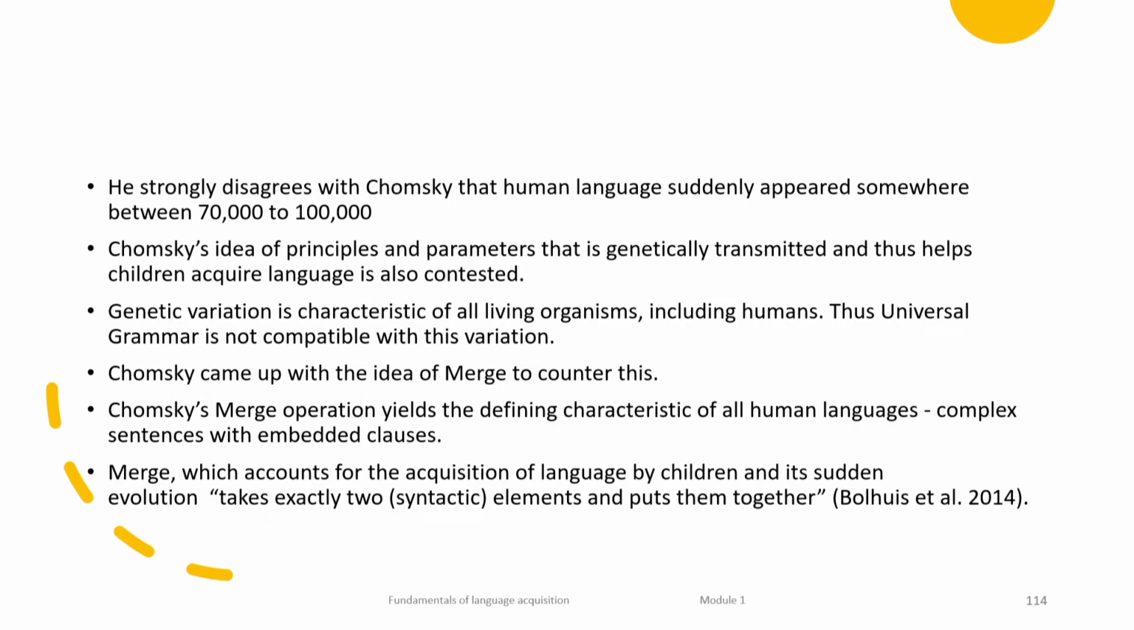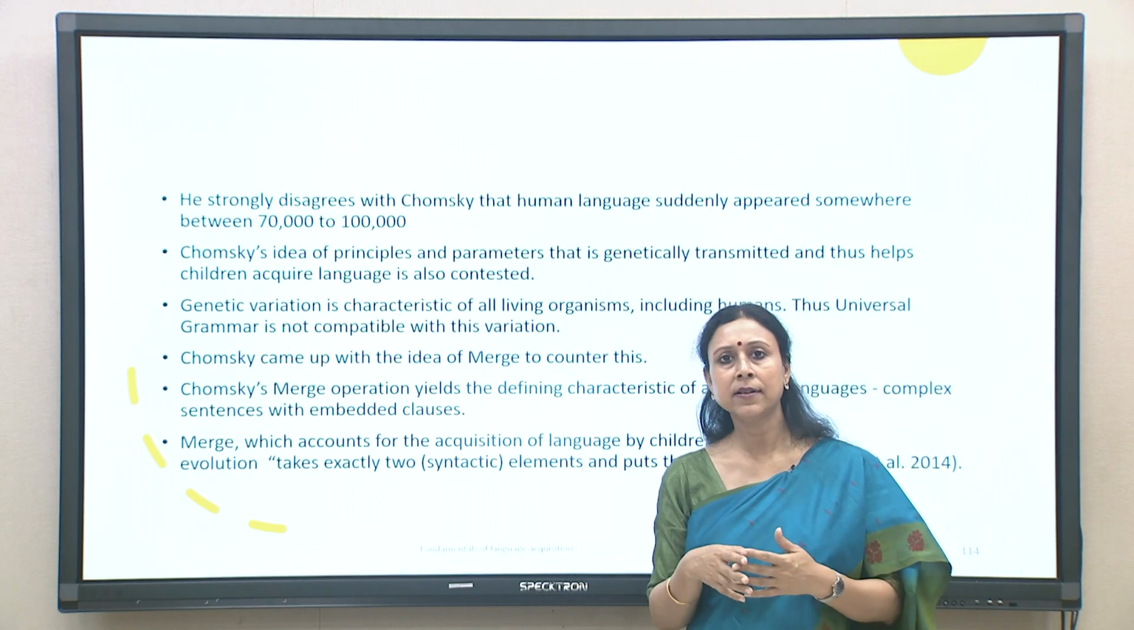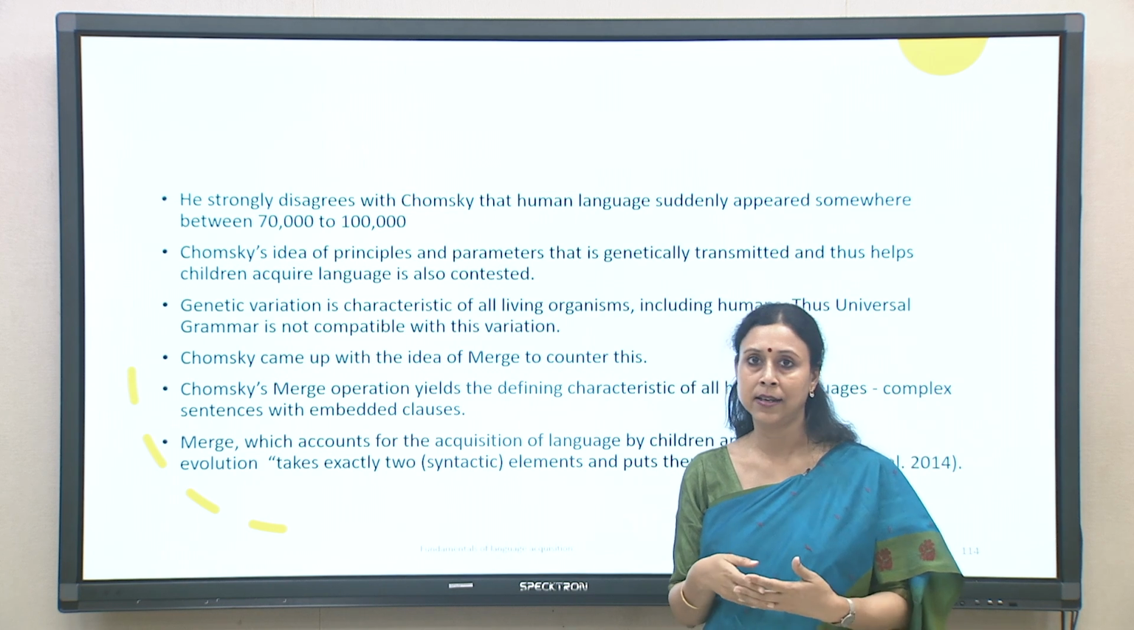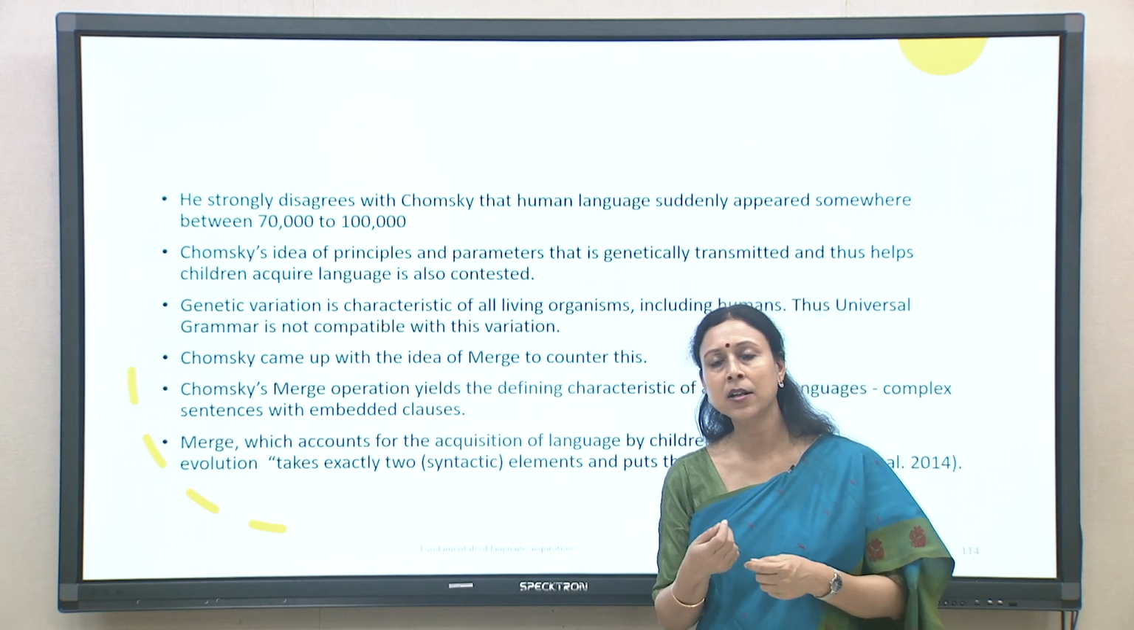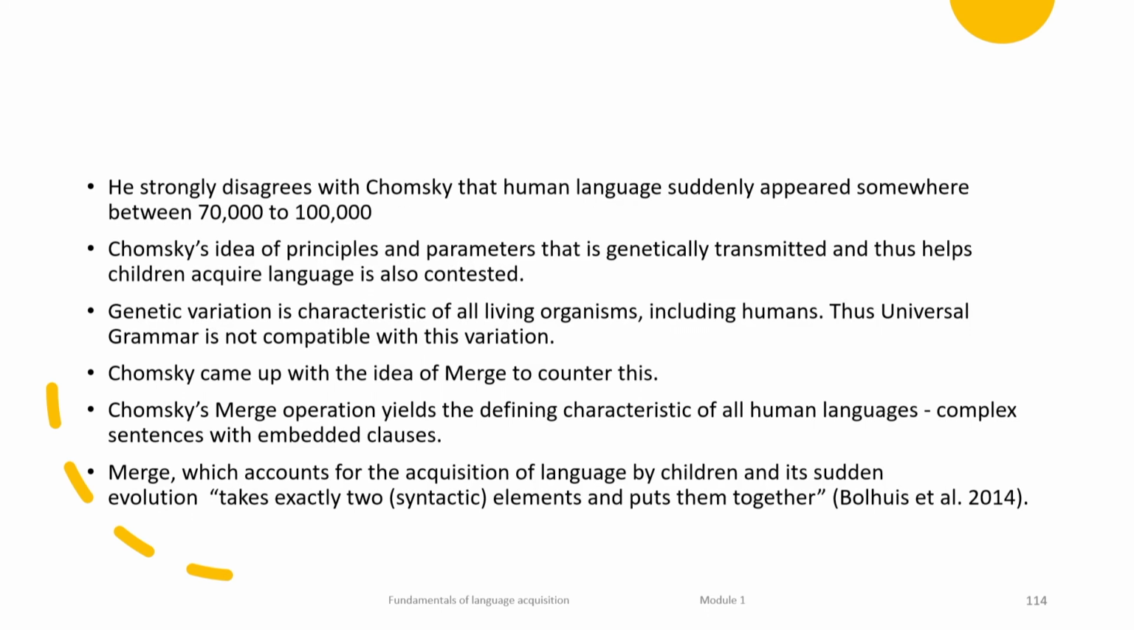He strongly disagrees with Chomsky as well, that language suddenly appeared, because remember Chomsky said that language appeared initially he says 50,000, later on he readjusted to 200,000, but whatever the timeline, it appeared suddenly. And how did it appear? There is a single computation called merge, which is part of his SMT theory, that this operation yields the defining characteristic of all human languages, which is basically, according to Chomsky, complex sentences with embedded clauses.